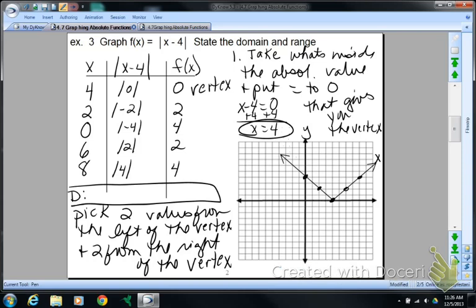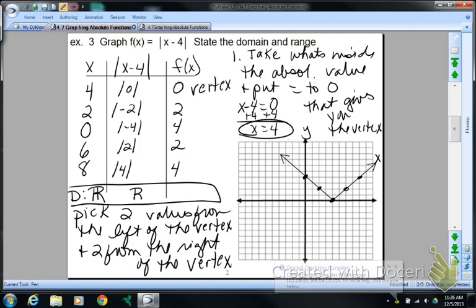What does the domain stand for? What could we plug in for x? Was there a stipulation over here? We could have picked anything we wanted. Could we have picked some negative numbers? Could we have picked some positive numbers? So what's the domain? All real numbers.